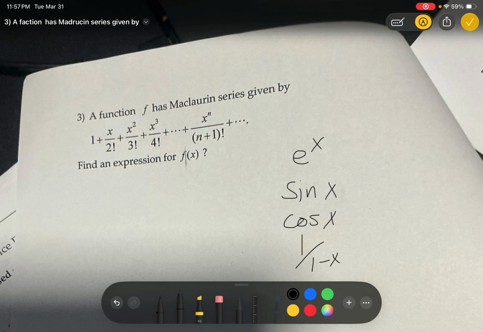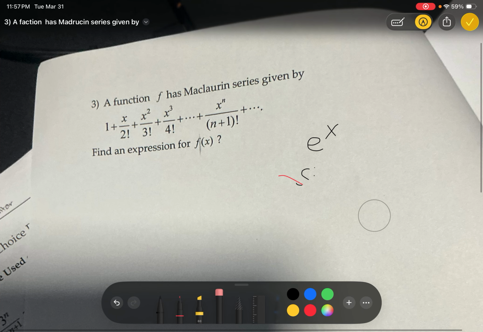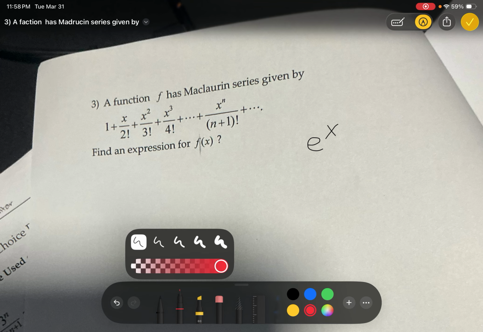So we can cancel this one out because the 1 over 1 minus x series does not have factorials. The series does not alternate, so it's not sine or cosine either. So that cancels out. And only e to the x has factorials and does not alternate. So this is going to be an e to the x function. Find an expression for f of x.